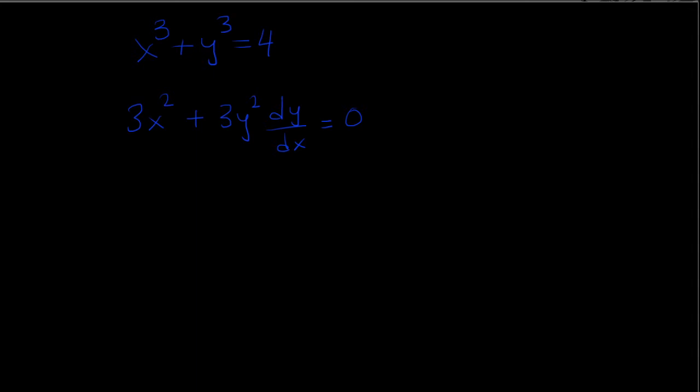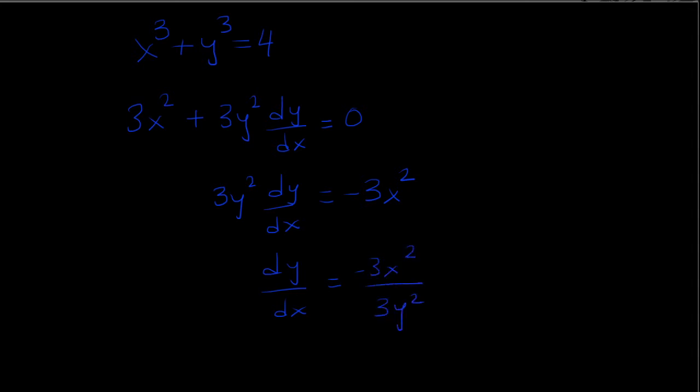I'm going to move the 3x squared to the other side. I have 3y squared times dy over dx is equal to negative 3x squared. I'm going to divide both sides by 3y squared. I'm going to get negative 3x squared over 3y squared, which is negative x squared over y squared. And that's my derivative.